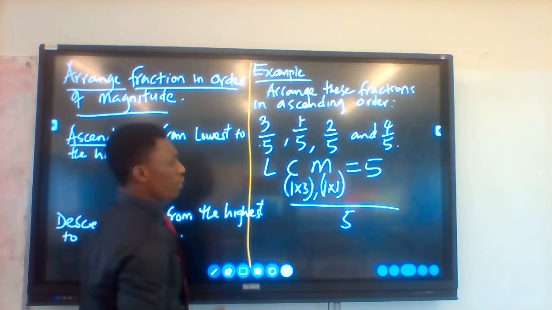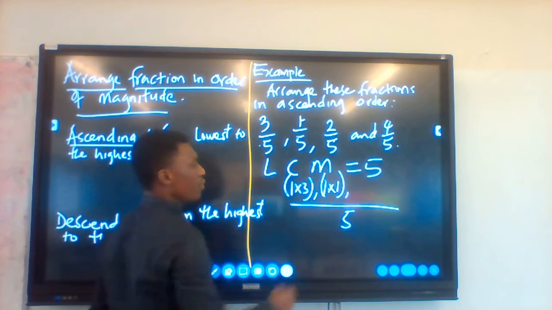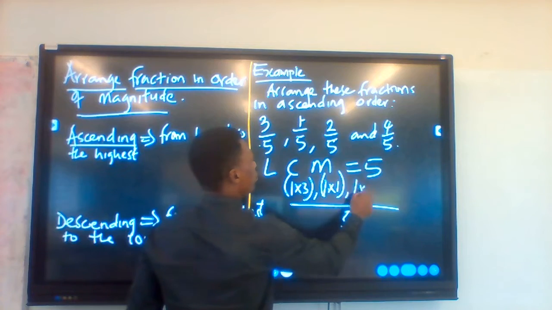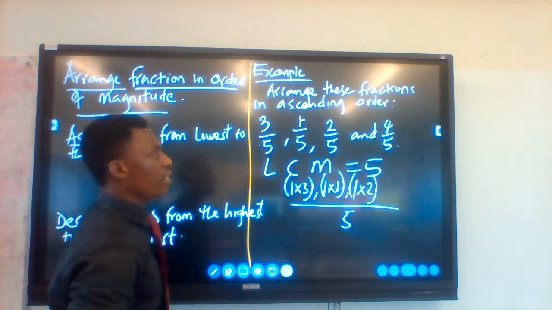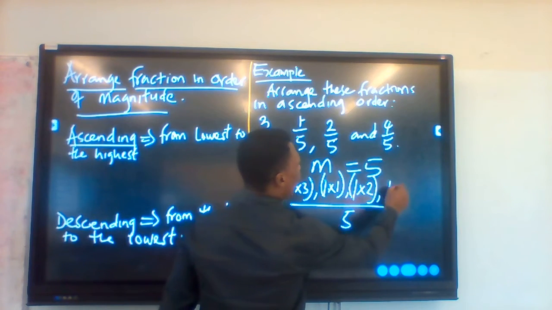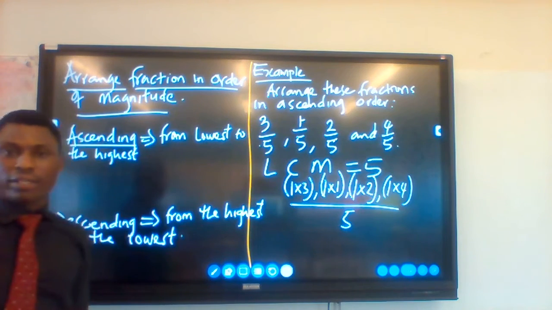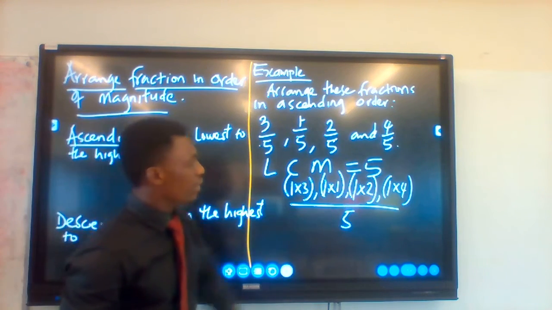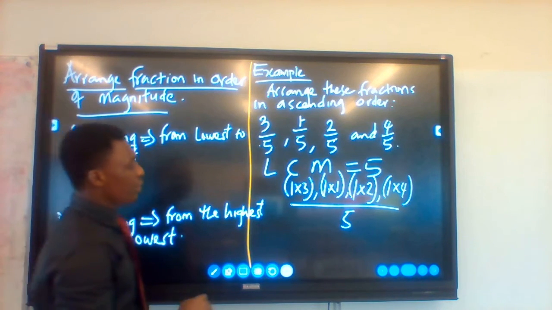I hope you are following. Then we go on to the next one. How many times does 5 go in 5? 1 times the numerator, which is 2. Then for 4 over 5, how many times does 5 go in 5? 1 times 4. That is how to get the numerator side of that. Then we can now multiply and arrange them.